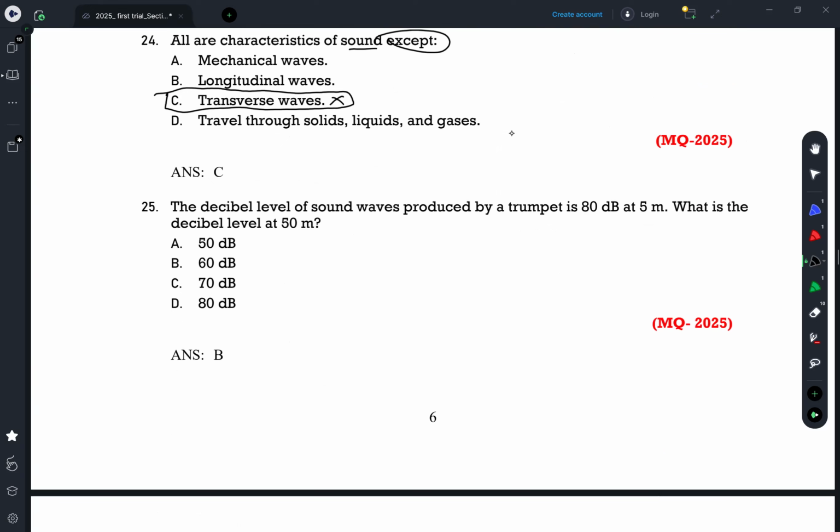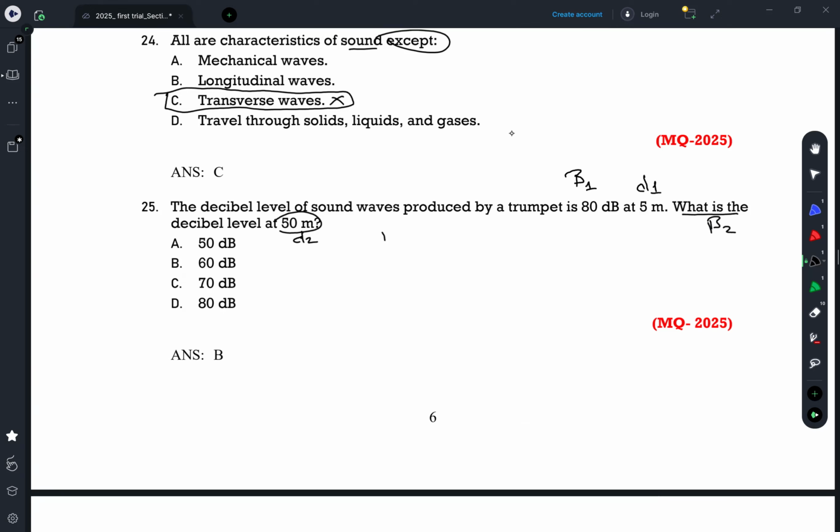Question number 24. This is a question asked for the first time; in the book we don't have this type of question, only a similar one. The decibel level of sound waves produced by a trumpet is 80 decibels at 5 meters. This is beta 1 at a distance of D1, the initial beta at the initial distance. What is the decibel level at 50 meters? What is beta 2, at distance D2?